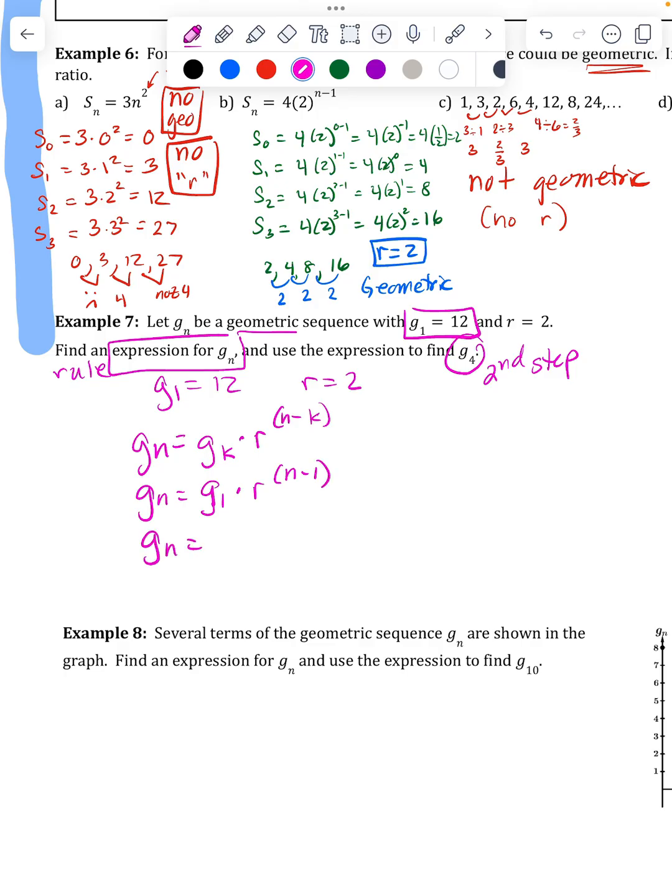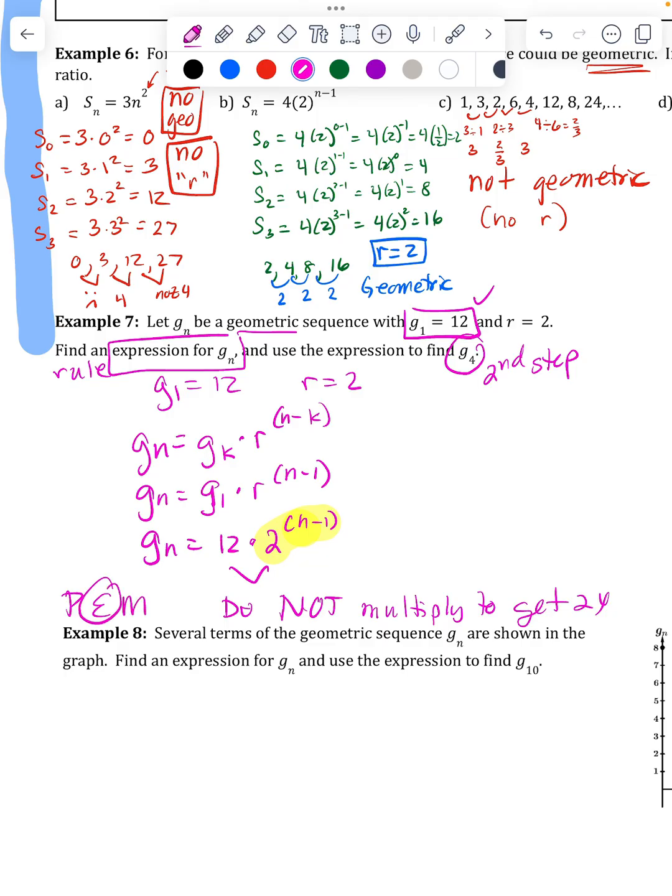So this G sub 1 is 12, and then R is 2, and then I'm going to put this to the n minus 1 power. Keep in mind that PEMDAS is real, so this exponential part would have to take place before the multiplication, so do not now or ever multiply those together and get 24 in this case. Can't do it because you've got to do PEMDAS. You're going to have to do the exponential part before you do the multiplying part. So my general formula is just like this.